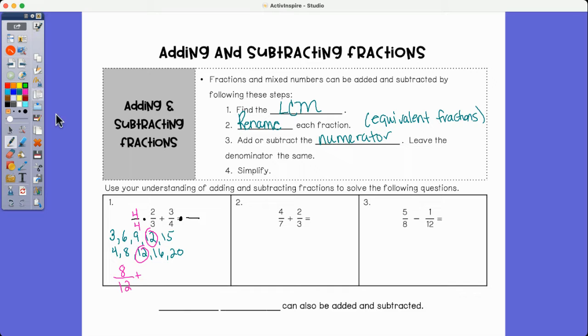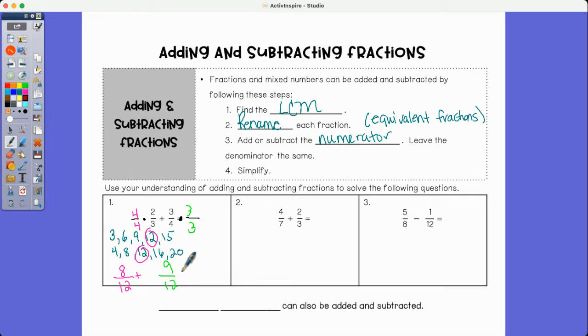And then we're going to do the same thing over here. I'm going to ask myself, what do I have to multiply 4 by to get to 12? And we count 1, 2, 3. I'm multiplying by 3. 4 times 3 is 12. 3 times 3 is 9.